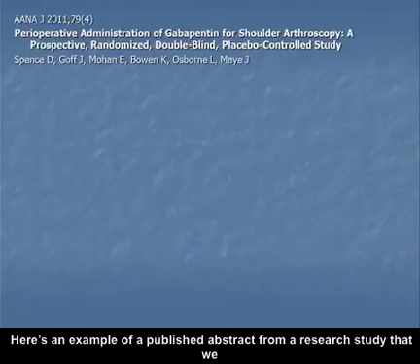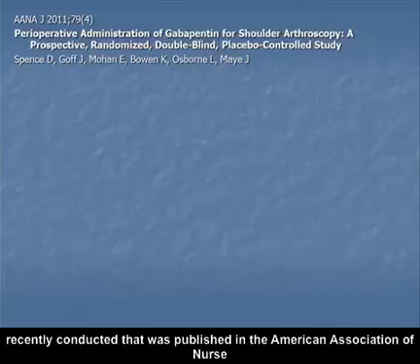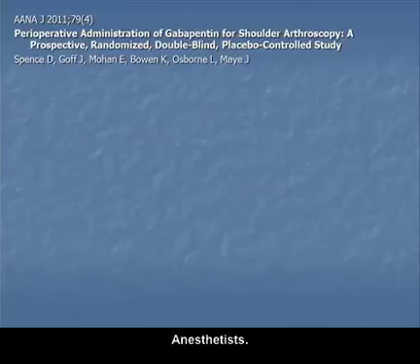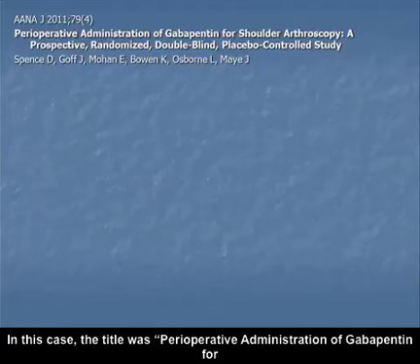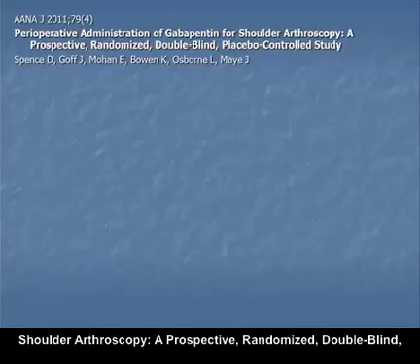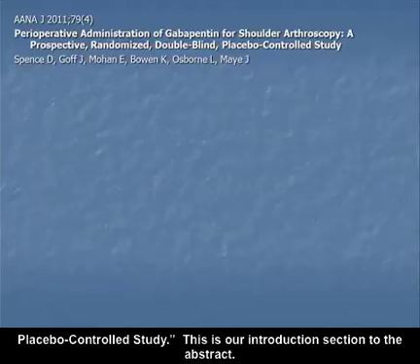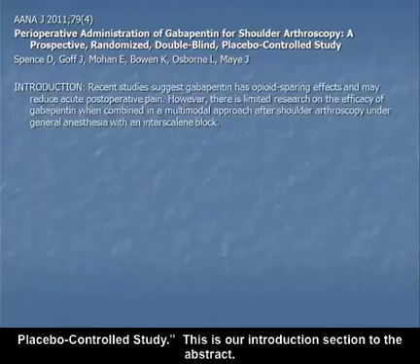Here's an example of a published abstract from a research study that we recently conducted that was published in the American Association of Nurse Anesthetists journal. In this study, you can see we used an indicative title with a subtitle. So in this case, the title was Perioperative Administration of Gabapentin for Shoulder Arthroscopy, a prospective, randomized, double-blind, placebo-controlled study. And this is our introduction section to the abstract.